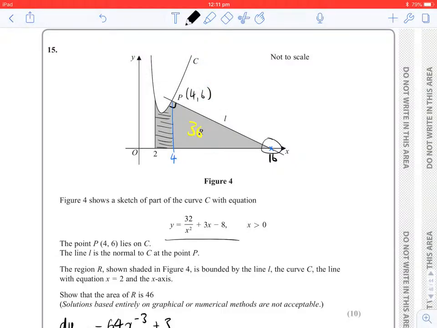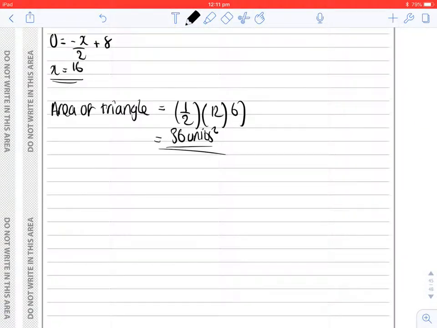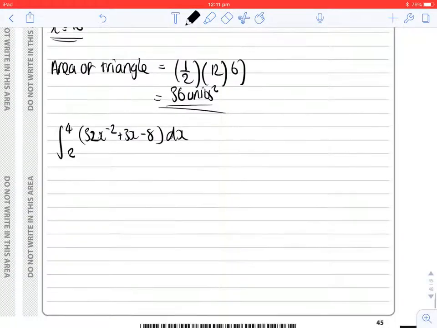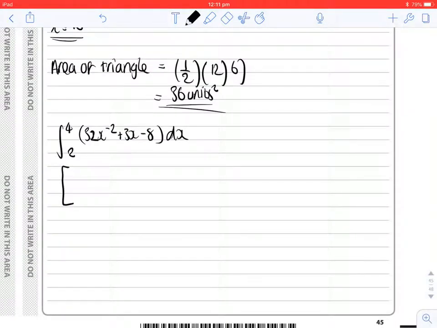We're going to do that by integrating the curve C between the points 4 and 2. So we're integrating between 4 and 2 of 32 x to the minus 2, add 3x minus 8 with respect to x. Integrating, we add 1 to the power and divide by the new power. So we've got 32 x to the power of minus 1 divided by minus 1, add 3x squared over 2 minus 8x, and we're going between 4 and 2.